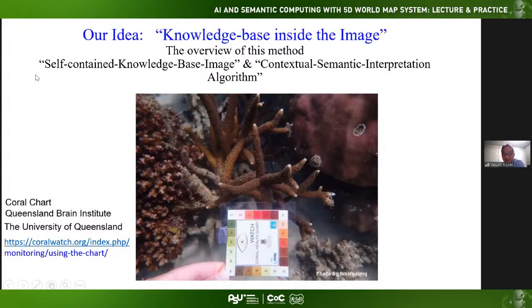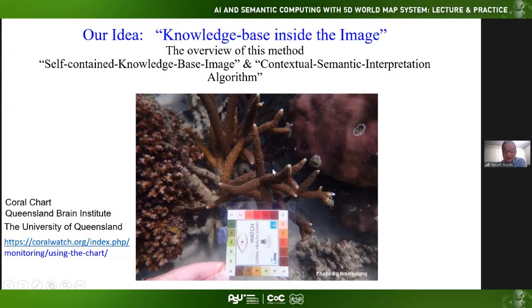And this is my idea. This is the color of the coral. And this is the coral chart. The coral chart indicates the health level of the coral. So we can check that this color corresponds to this. This is very healthy, like this. But in the case of the white one, this is a case of big damage to the coral. So this is a comparison between the coral itself and the coral chart.